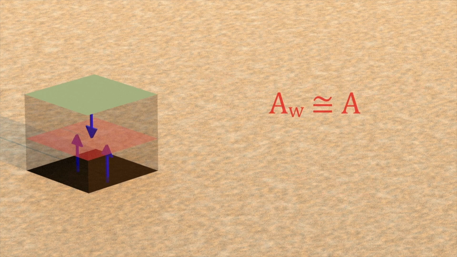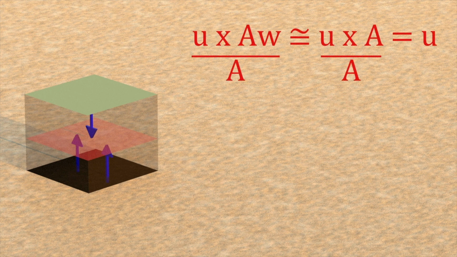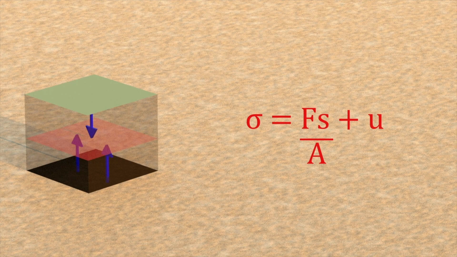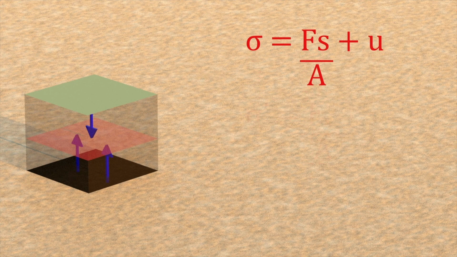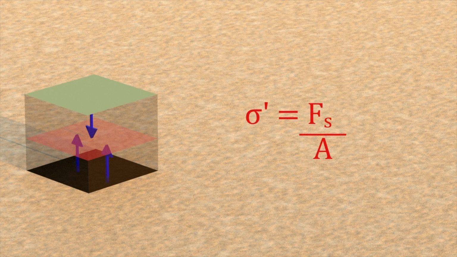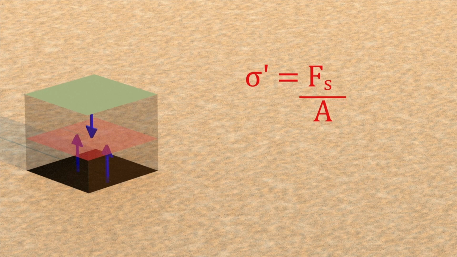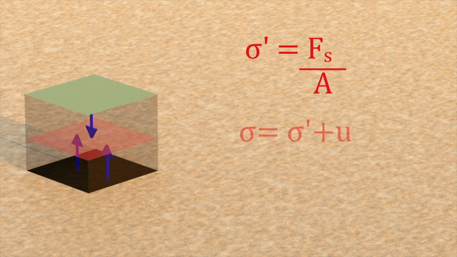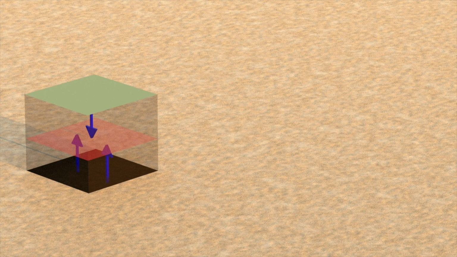The actual contact area of solids generally ranges between 1 to 3%. Hence, it is convenient to assume A_W is approximately equal to A. Thus, you have this expression, and hence, sigma is equal to F_s over A plus lowercase u. The quantity F_s over A is what engineers refer to as effective stress, sigma prime, and lowercase u as the pore pressure in soils. Hence, you have sigma is equal to sigma prime plus lowercase u. By this assumption, engineers are being conservative by overestimating pore water pressure and underestimating the effective stress value.